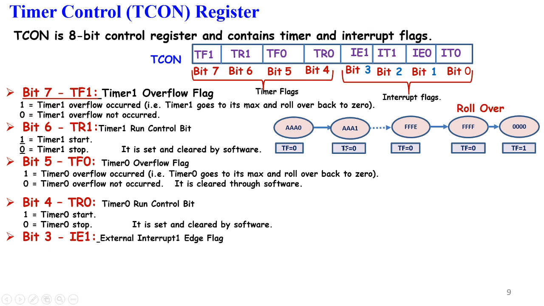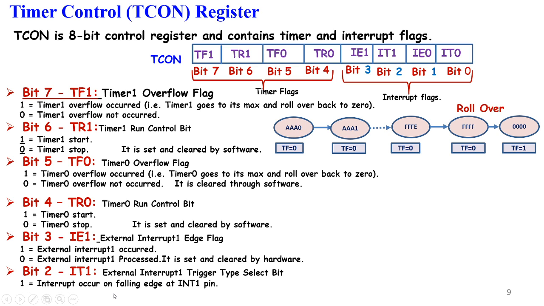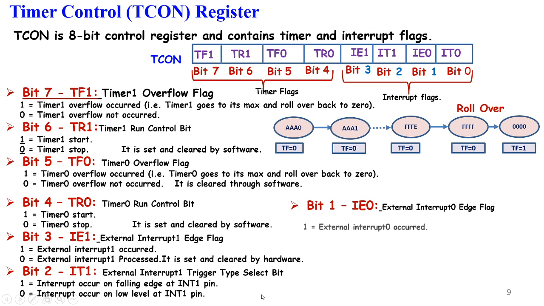Then the remaining 4 bits of the TCON register, the timer control register, are for the external interrupts. Bit 3 is IE1, external interrupt 1 edge flag. When it occurs, this bit will be 1. When it does not occur, this bit will be 0. Bit 2, IT1, is the external interrupt trigger type select. When it is 1, an external trigger comes, and when it is 0, the INT1 pin activates.